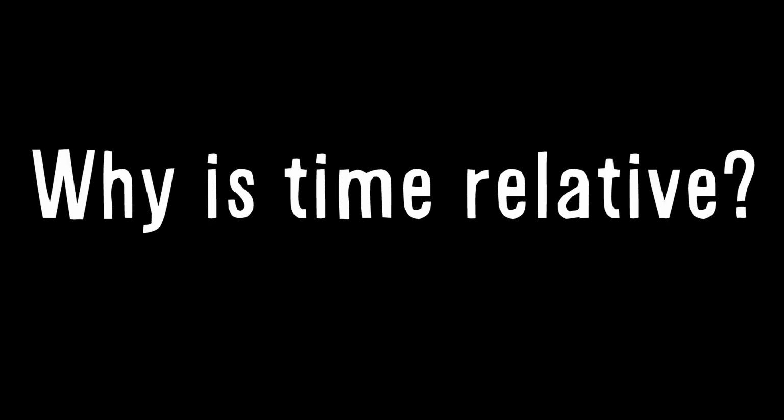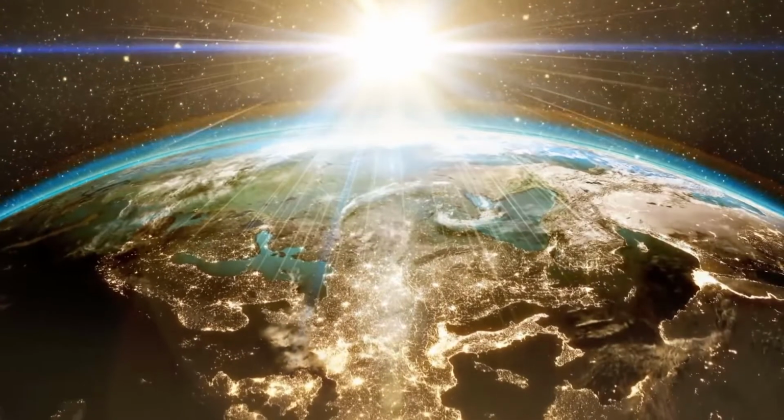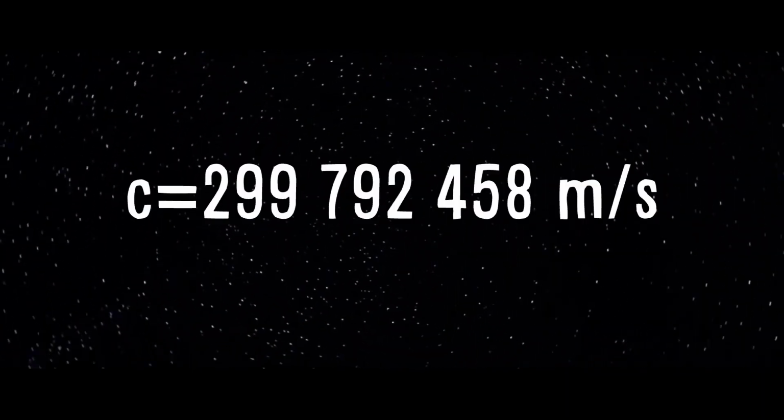Why is time relative? To answer, you need to know one thing. The speed of light in a vacuum, called c, is constant, which means that whether you're standing on Earth or in a spaceship traveling at 99% the speed of light, you'll measure c to be this much.